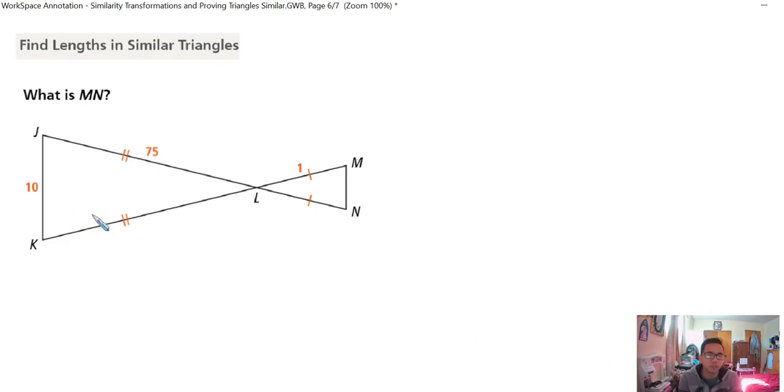So now we are going to find the length. So in these two triangles, what is the measurement of MN? In this example, we have to find the measurement of MN, and we all know that this angle here are congruent. Okay, so angle JLK is congruent to angle MLN because they are vertical angles.